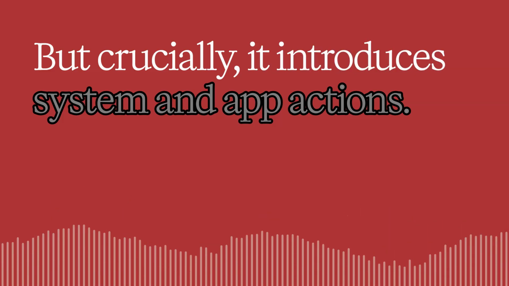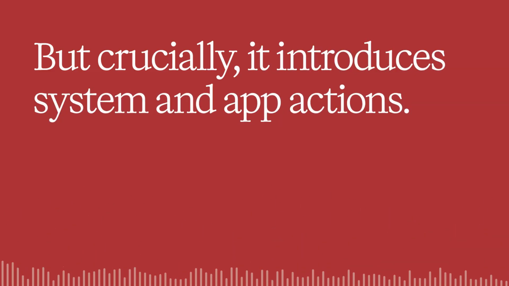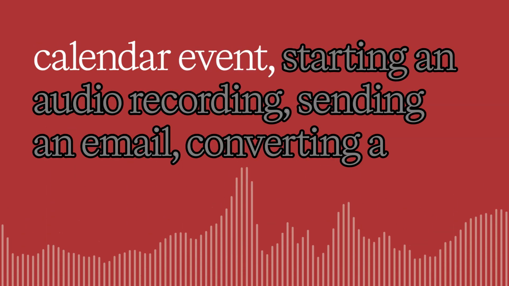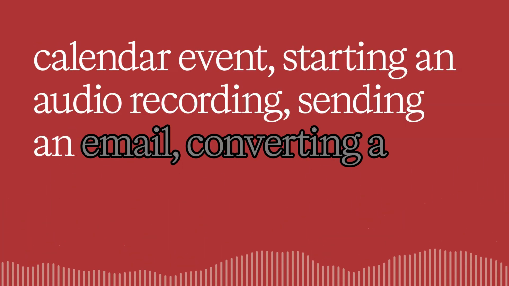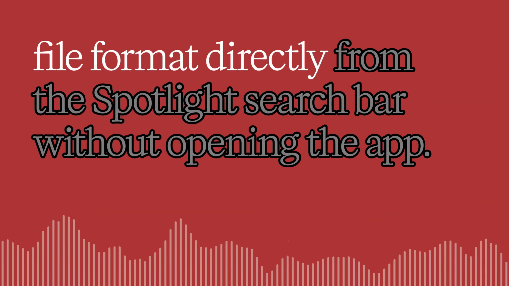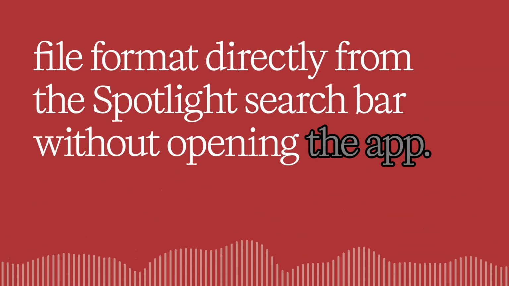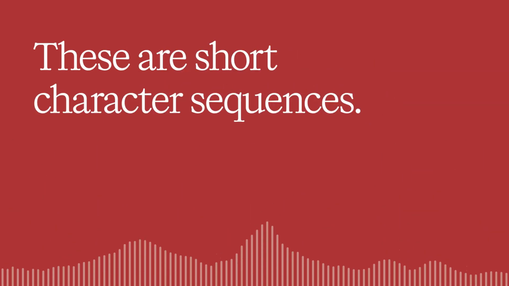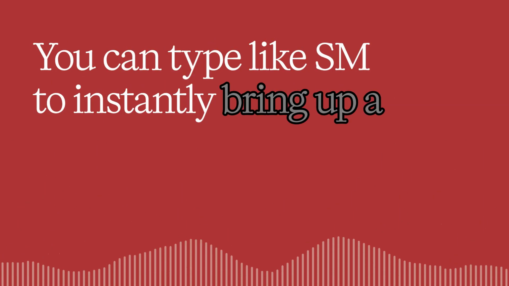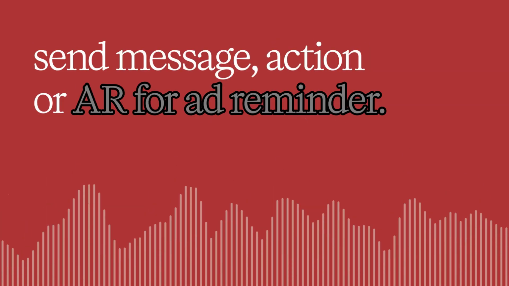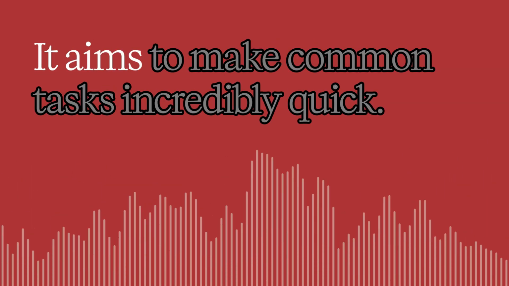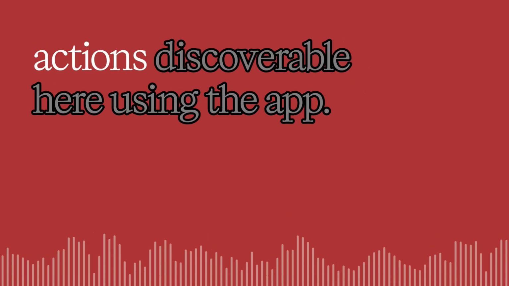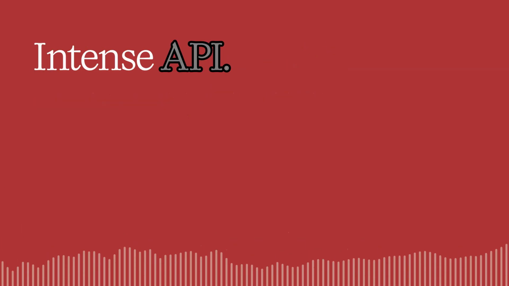But crucially, it introduces system and app actions. This allows you to perform hundreds of actions, things like creating a calendar event, starting an audio recording, sending an email, converting a file format directly from the Spotlight search bar without opening the app. Wow. And this is made even faster with quick keys. These are short character sequences you can type, like SM to instantly bring up a send message action, or AR for add reminder. It aims to make common tasks incredibly quick. Developers can make their apps and specific actions discoverable here using the App Intents API.